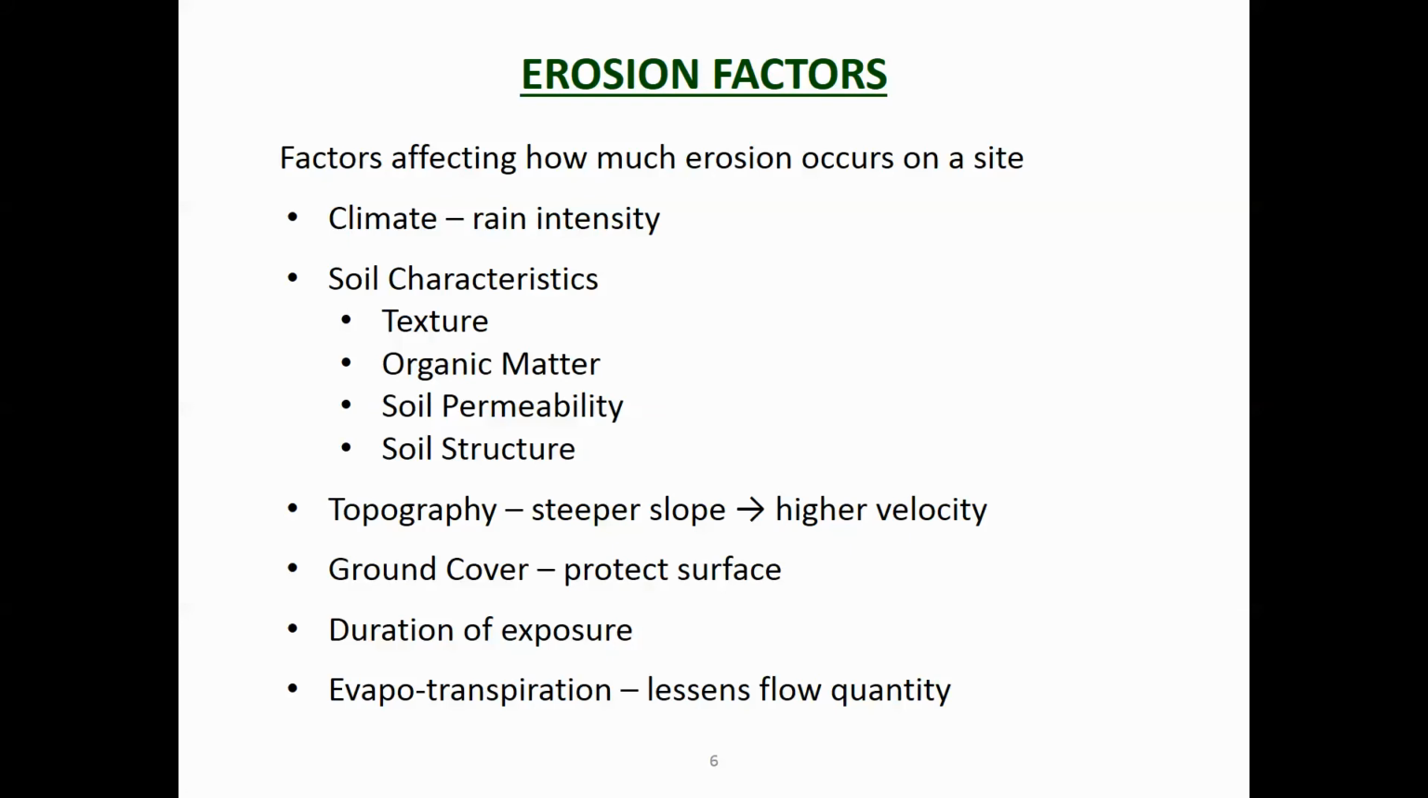So the factors that would affect the degree of the erosion come down to climate, so the rain intensity. Tropical rainstorms drop a lot of water in a very short period of time, so it's much higher intensity. And with climate change, storms in Auckland and New Zealand are becoming more tropical, so we're getting much heavier rainfalls.